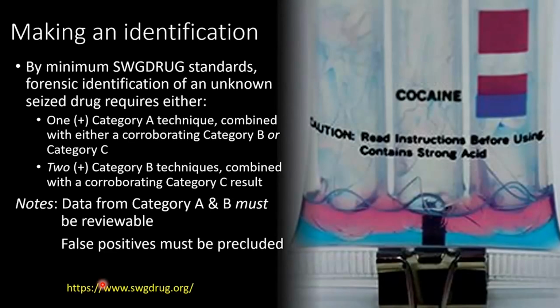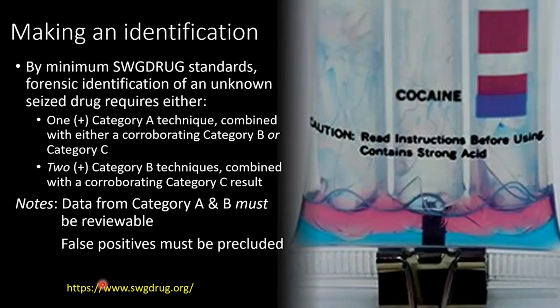So how do you make an identification based on all of these different categories and analytical methods? According to the minimum SWGDRUG standards or guidelines, a forensic identification requires an unknown seized drug sample to be analysed by one category A technique, like mass spectrometry, combined with corroborating data from either a category B or a category C technique. So talking about before, the combined mass spectrometry with a technique like gas chromatography or liquid chromatography, those two things together would give you a category A combined with a category B result.